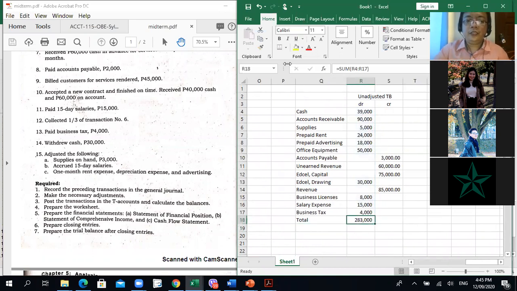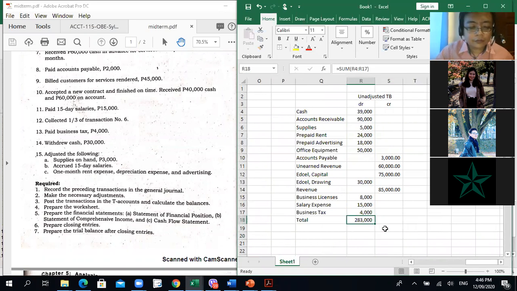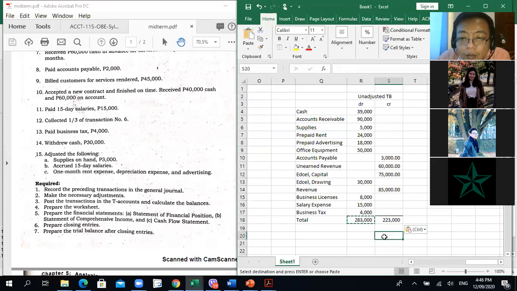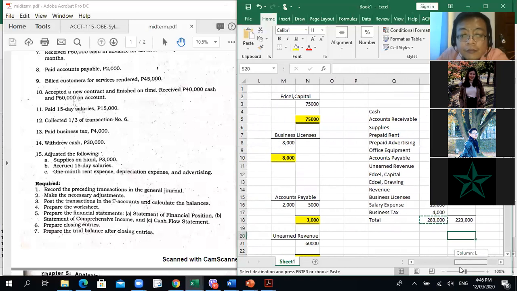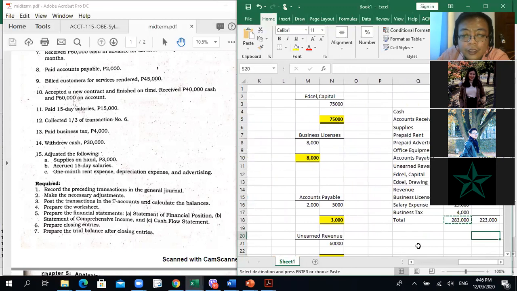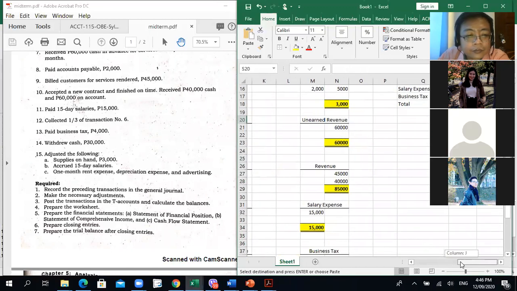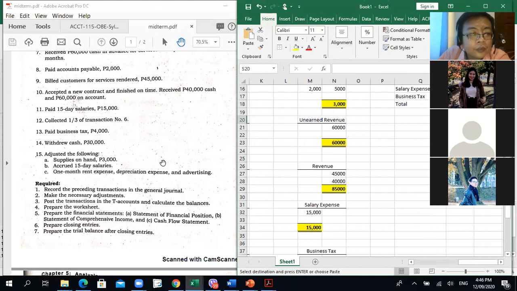So 283,000. Oh, may mali. Hi, sir. Yes. Sir, kulang pa ba? Parang yung service revenue, ay yung revenue. Di po ba dapat 145K yung from item revenue? Number 10 din po. Yung number 10.